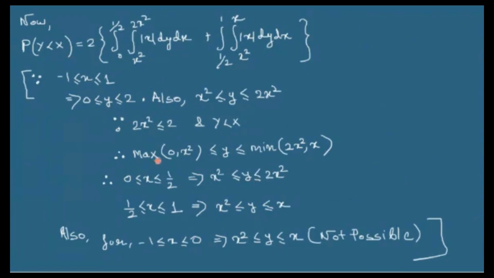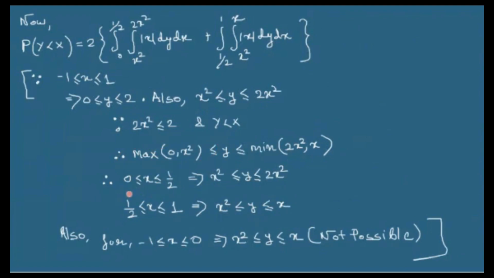So we can say that the maximum of 0 and x squared is less than or equal to y, which is less than or equal to the minimum of 2x squared and x, because y is less than x and y is less than 2x squared. So y will be less than the minimum of 2x squared and x. Again, y is greater than or equal to x squared and y is greater than or equal to 0. So y will be greater than or equal to the maximum of 0 and x squared.